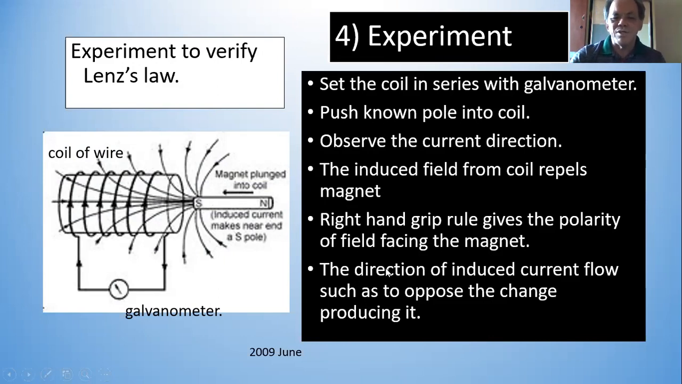So we can come to a conclusion: the direction of induced current flow is such as to oppose. This current will flow in this circuit there, so that this one becomes a south pole to oppose the south pole that's coming in.